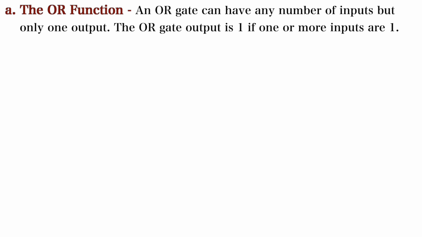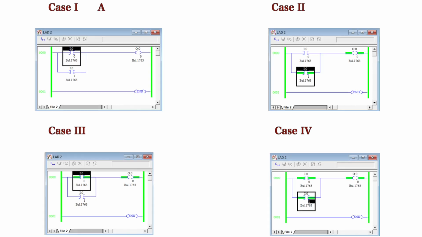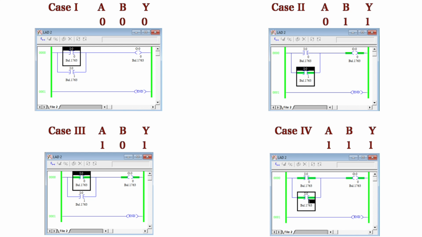Next, the OR function. In the OR gate you will get 0 only if both the inputs are 0, and you will get high or 1 if any of the inputs is high or 1. It can be represented in the ladder diagram by connecting the switches in parallel. Here in the diagram we have connected the two switches A and B in parallel with the output Y. Now in the next figure you can clearly see the four cases of the OR gate.